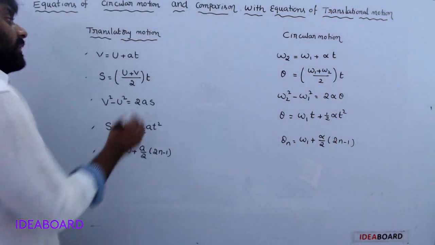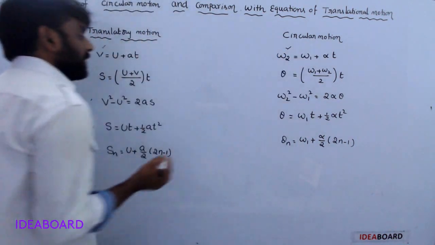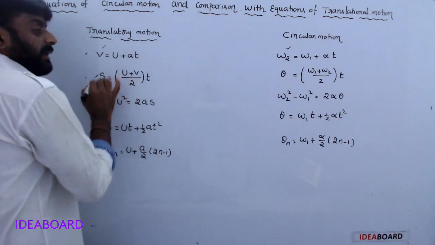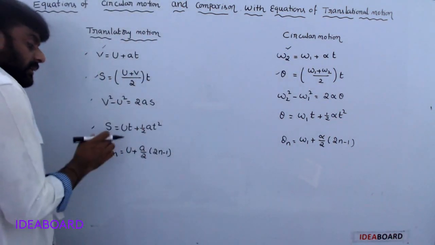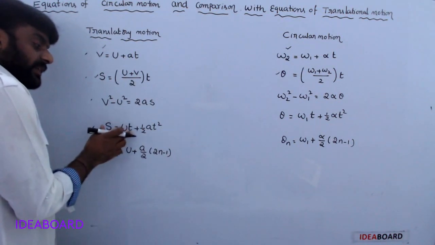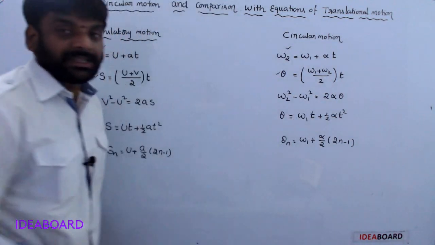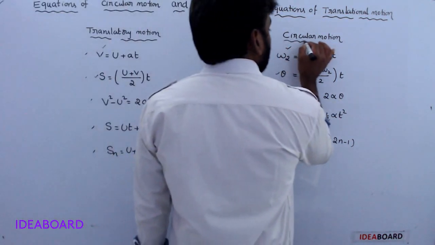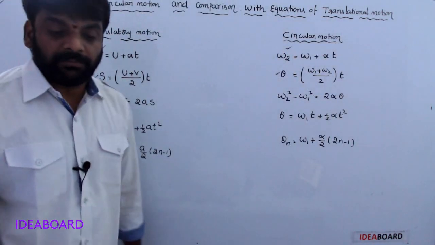Understood? This one is velocity, this one is angular velocity. This one is displacement, this one is angular displacement. So displacement in terms of time, here angular displacement in terms of time. These are the equations in circular motion and comparison with translatory motion.